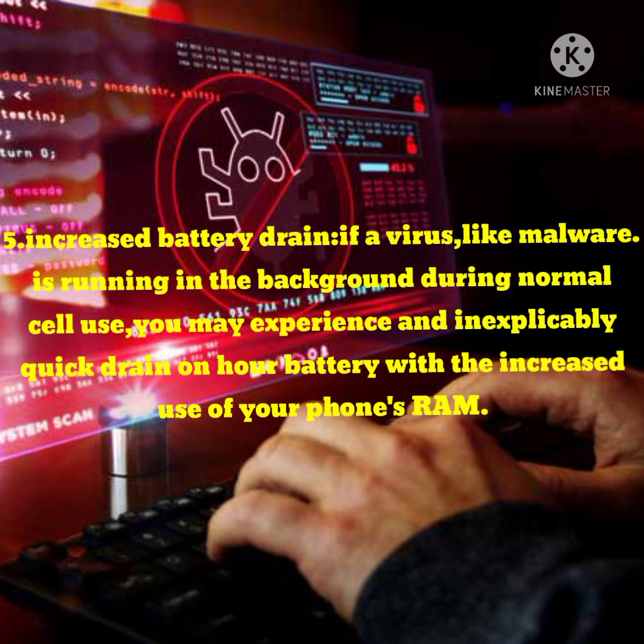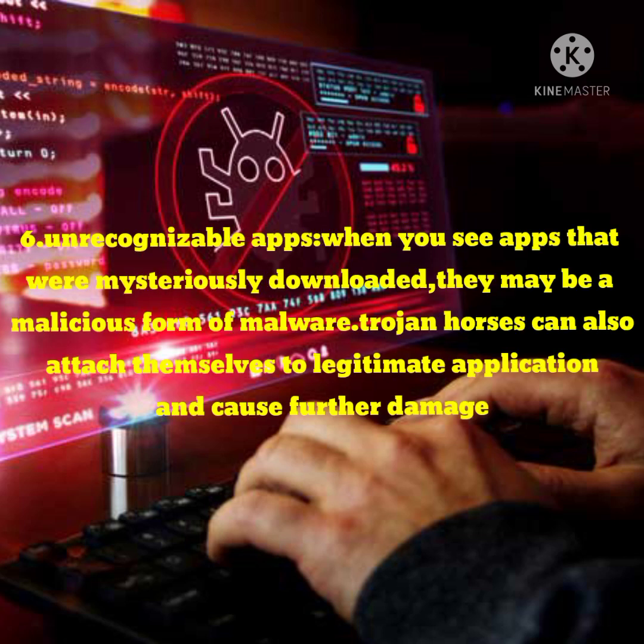Number 5, increased battery drain. If a virus like malware is running in the background during normal cell use, you may experience an inexplicably quick drain on your battery with the increased use of your phone's RAM. Number 6, unrecognizable apps. When you see apps that were mysteriously downloaded, they may be a malicious form of malware. Trojan horses can also attach themselves to legitimate applications and cause further damage.